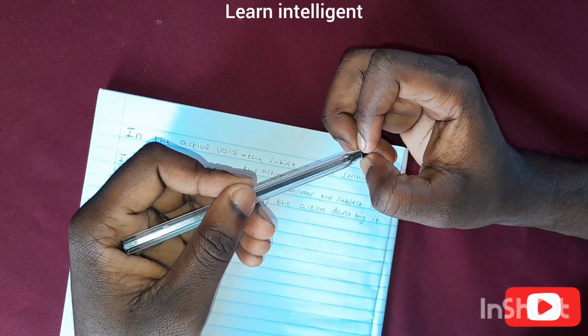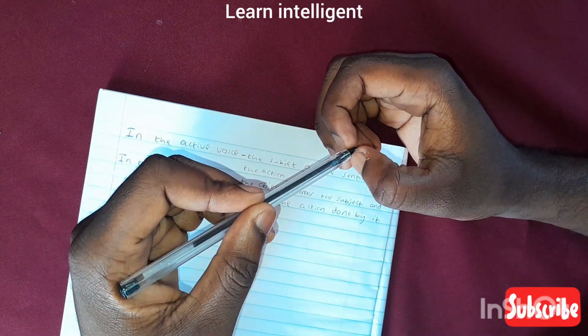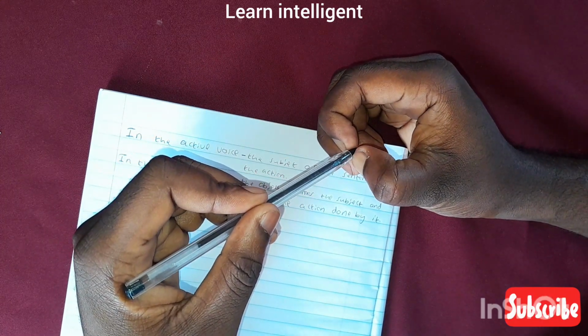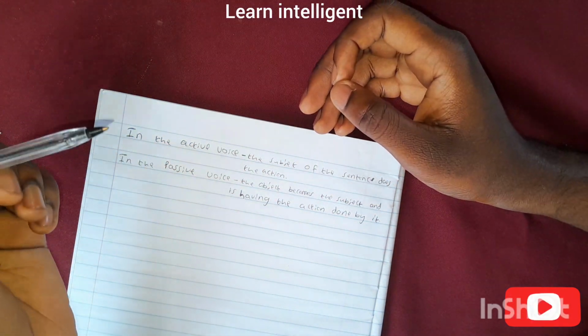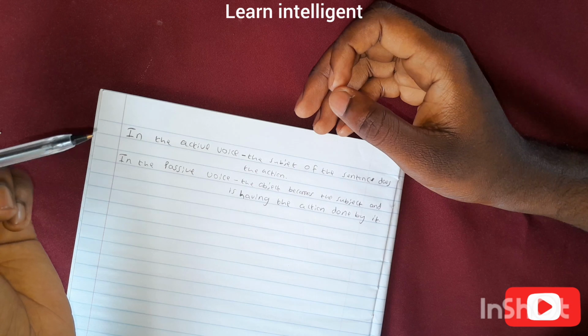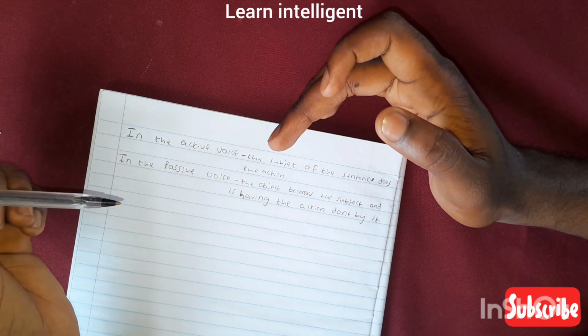It's Moshmain, and in today's lesson I'm going to teach you how to change a sentence in active form to a sentence in passive form. Firstly, we have to understand what we mean when we say a sentence is in active form and a sentence in passive form.